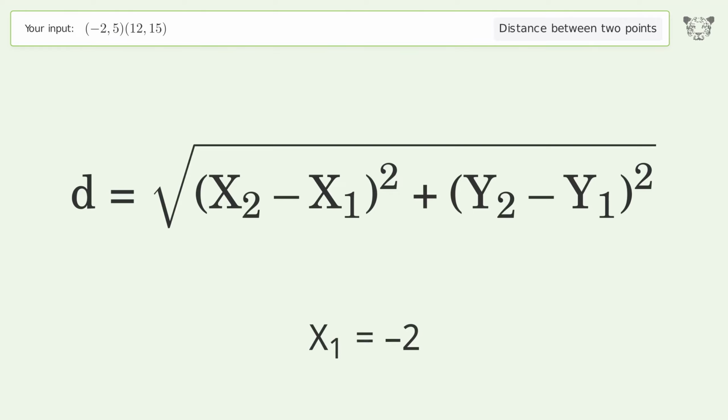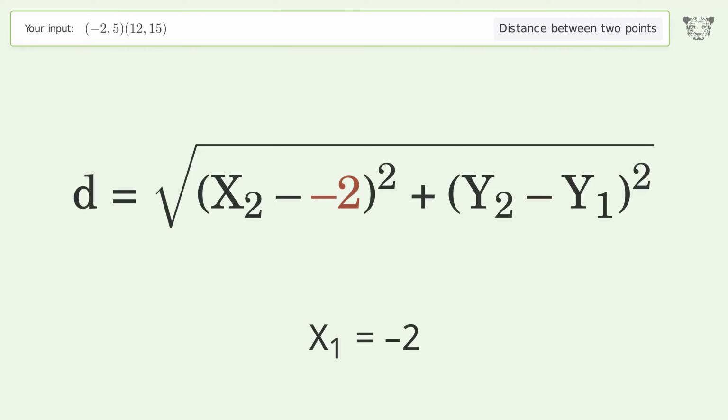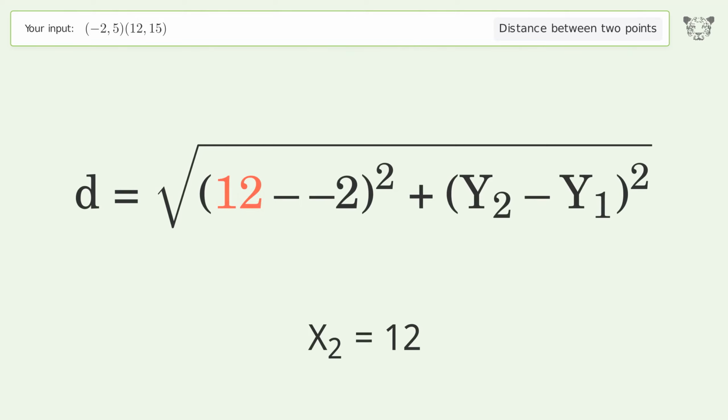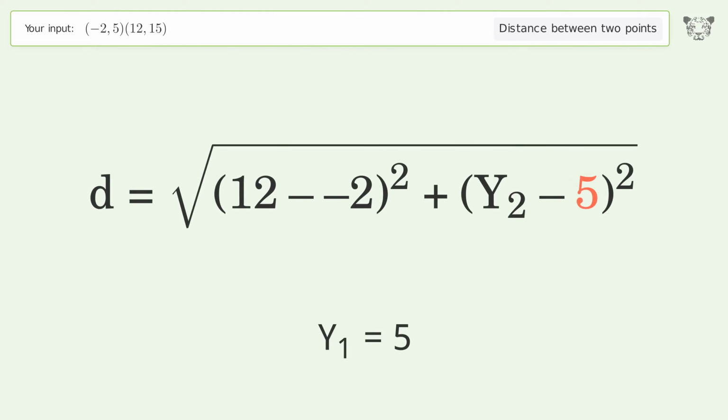x1 equals -2. x2 equals 12. y1 equals 5. y2 equals 15.